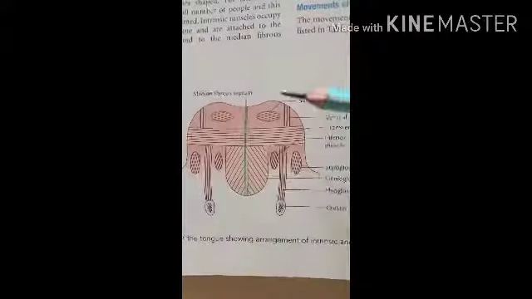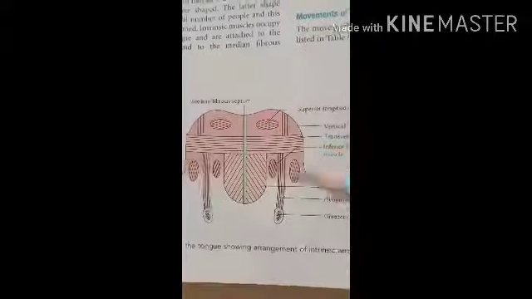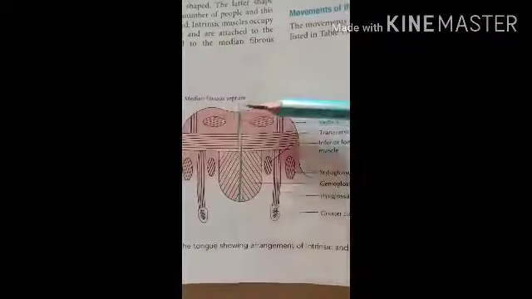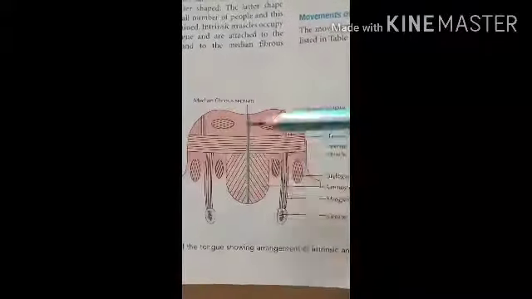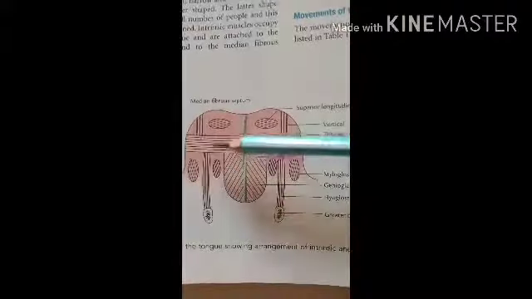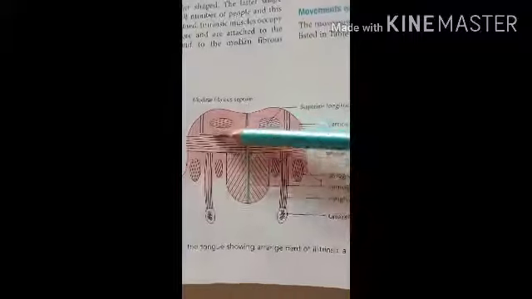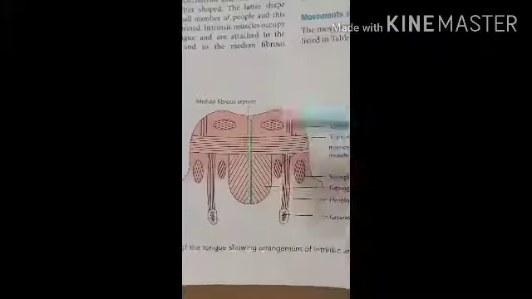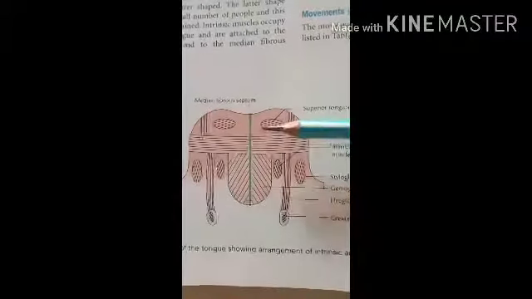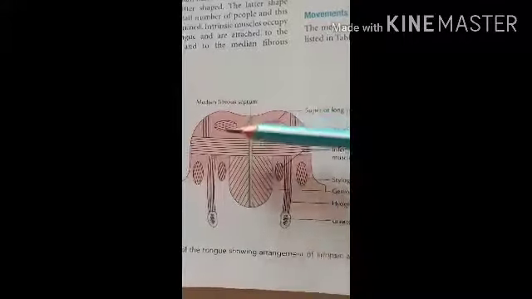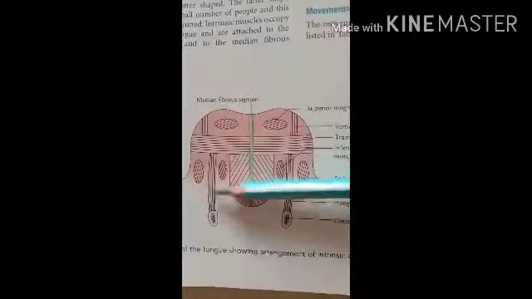After that, let's see the muscles of the tongue. A midline fibrous septum, this one, divides the tongue into right and left halves, and each half consists of 4 intrinsic muscles and 4 extrinsic muscles. The intrinsic muscles are present within the tongue, and there is no peripheral attachment. The extrinsic muscles have peripheral attachments, meaning they show an origin or insertion into the peripheral side of the tongue.